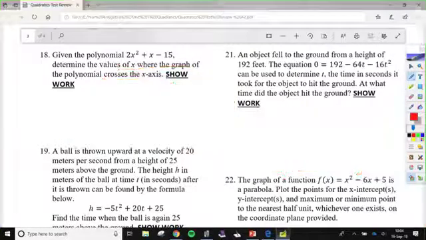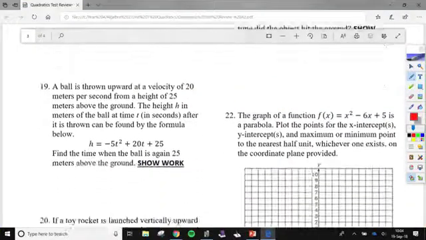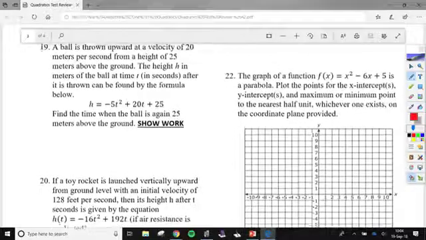You can use a quadratic formula if you want. I just think factoring would have been a little bit easier there.